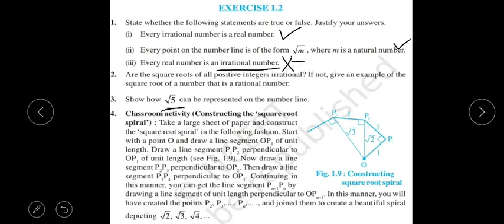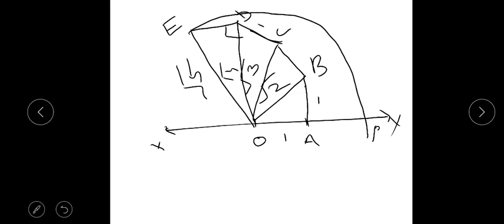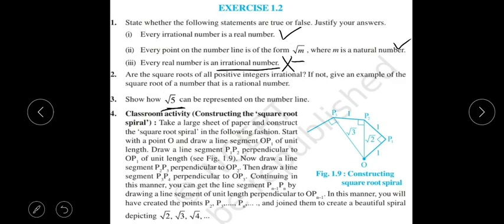Got it? Now the fourth is the activity. This is the activity, you have to do it by yourself. What you have to do is construct the square root spiral. What is the square root spiral actually? You have to just mark the square roots as I explained here. You have to keep doing this, and you will find that one beautiful spiral will be there. So read this question carefully and draw it on a large paper.